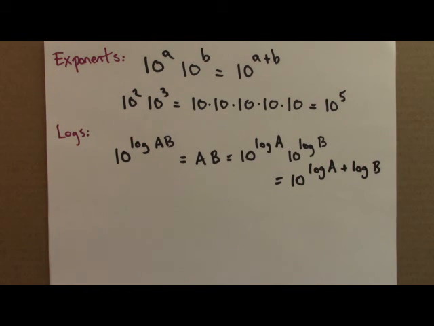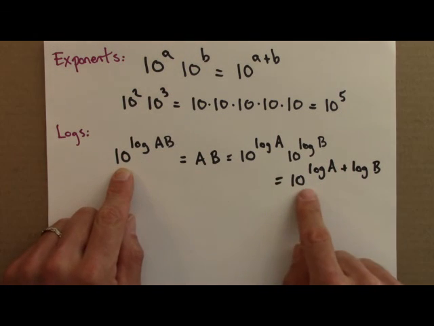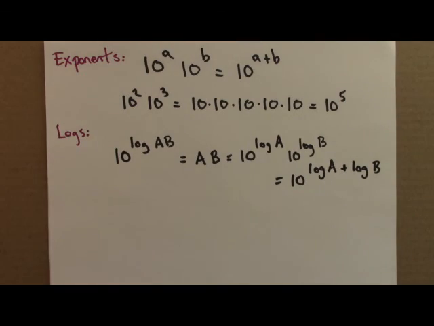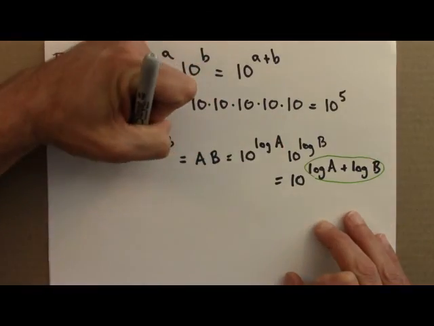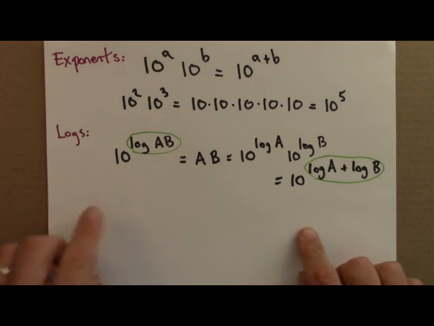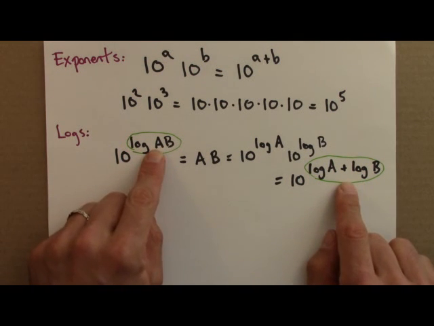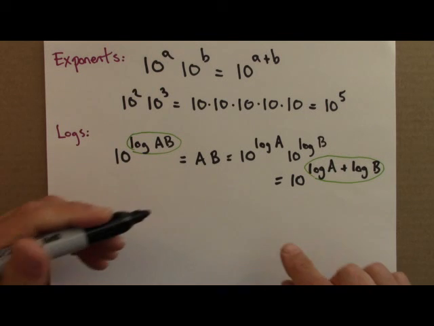So now let's look at what we have. We've got 10 to the log AB equals 10 to the log A plus log B. So it must be that these two terms are equal. If 10 to the something equals 10 to the something else, then the something and the something else have to be equal.